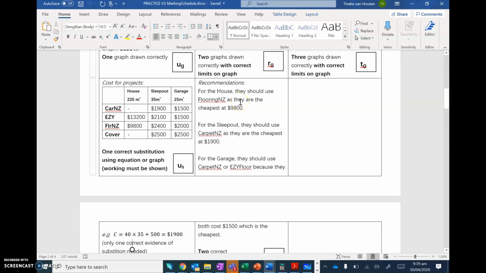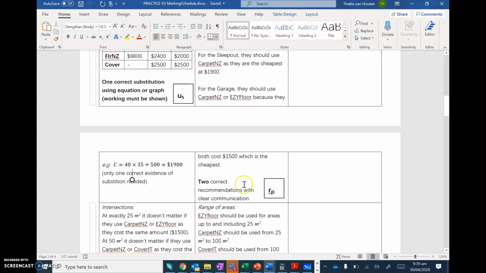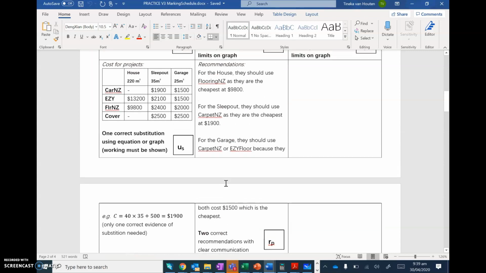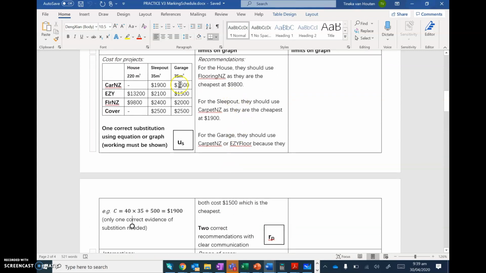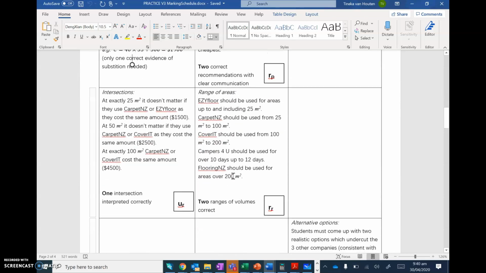So you need to write a sentence. You do all the work for achieved, and to get merit, you just need to write a sentence. So for the house, they should use Flooring NZ as they are the cheapest at $9,800. Easy, just a sentence. And to get merit, you need two correct recommendations. So there's three possible recommendations you can make for the 220, for the 35, and for the 25. And you need two of those three.